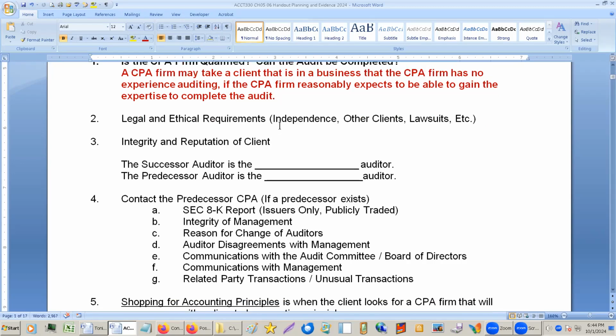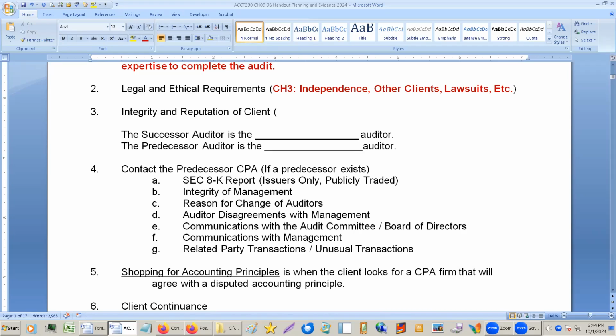Okay, legal and ethical requirements. We're not going to go into this. This is all chapter 3. We talked about this for weeks. Independence and all that kind of stuff we already know. Okay, integrity and reputation of the client. Again, this is the most important thing. You cannot be associated with clients of ill repute, because it hurts the profession, it hurts your business, and it takes away our credibility. And that's the only thing that we offer for our service.